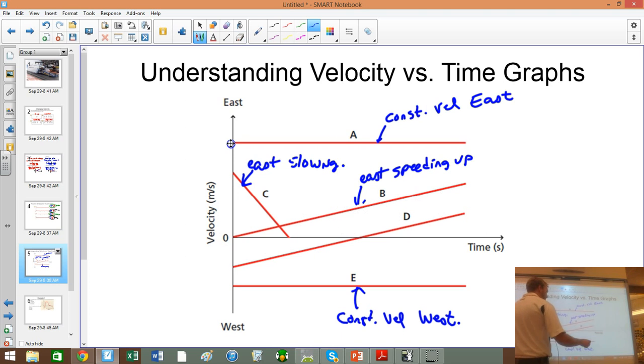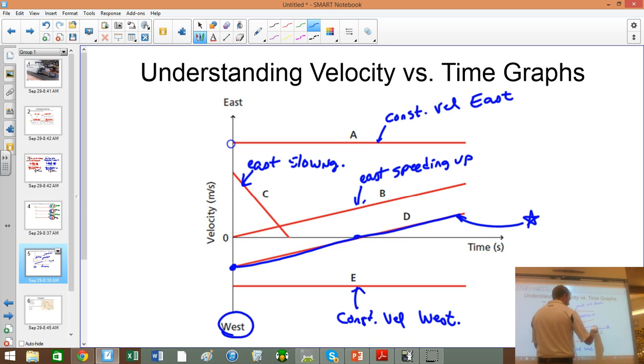And this last one, this one is tricky. You start out going west, and then you stop. And then you change directions, and you start going east very, very quickly. So you're going very fast, and you slow down and stop, and then you travel east very quickly. So here you're decelerating. Here you're accelerating because your speed is getting larger. Here you're stopped.